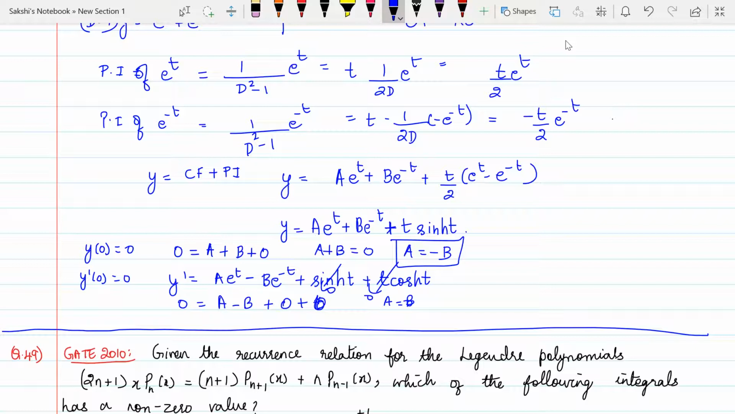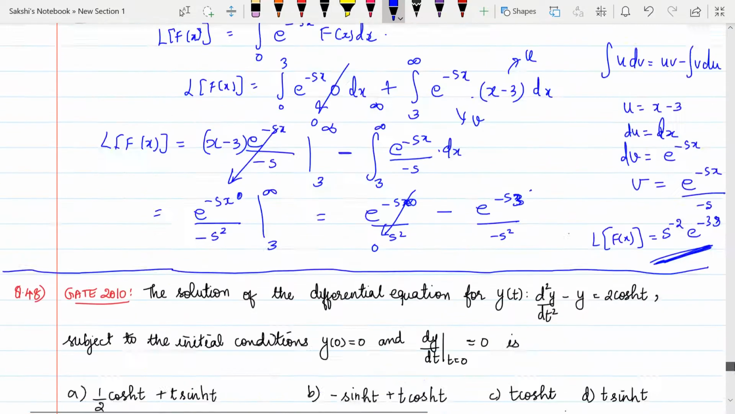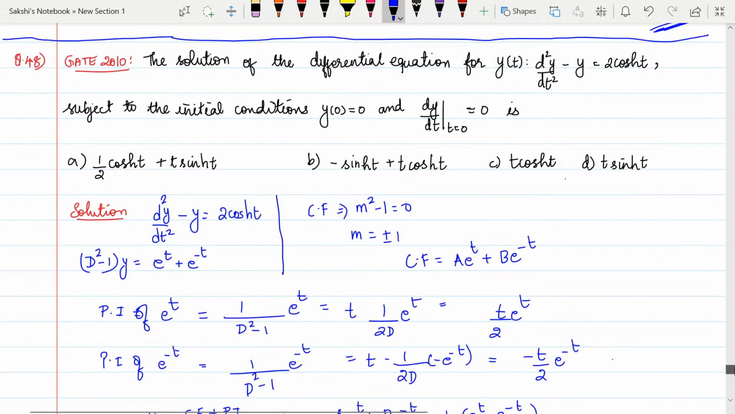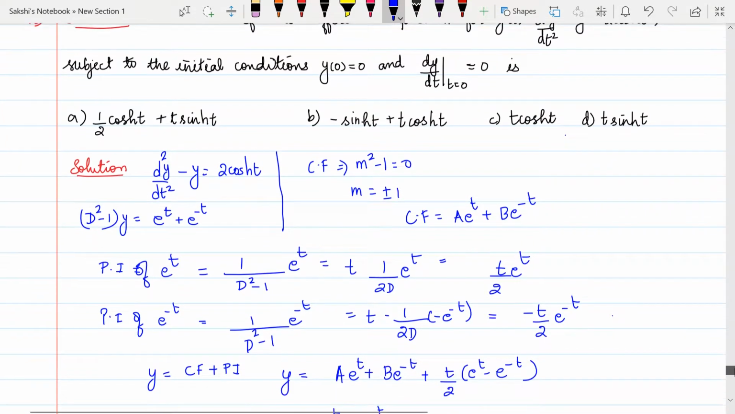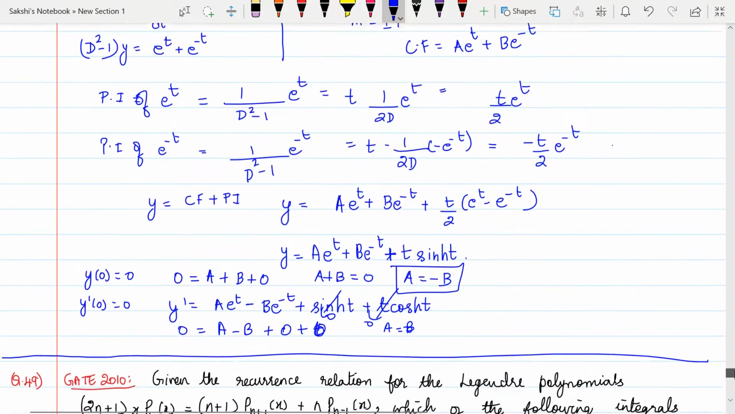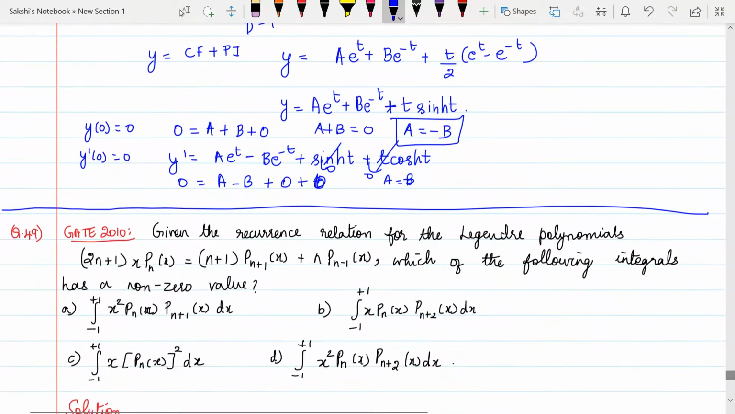So let us see the initial conditions once again. Here is a small mistake, I think. Okay, so we have y of 0 is equal to 0, which will give us a e power 0 plus b e power 0, that is a plus b is equal to 0.